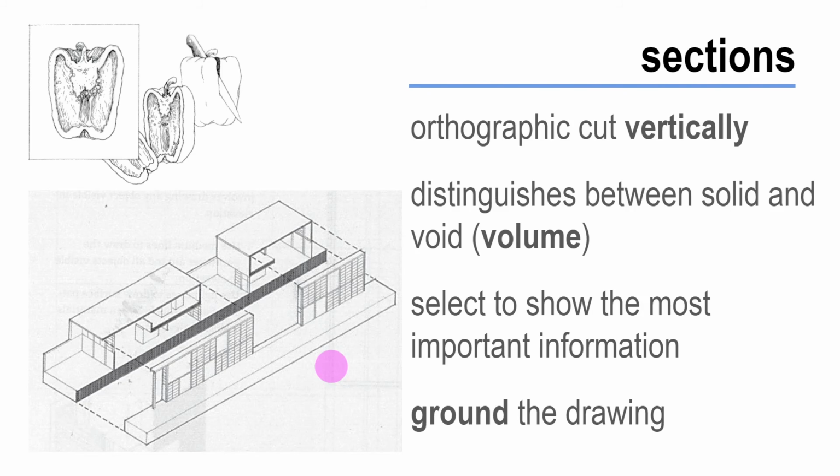The section as well is important to help ground the drawing, and what we mean by that is to show how the building is situated in the earth itself. So to understand how the foundation is placed in there and how the building relates to the site that it's being placed on.